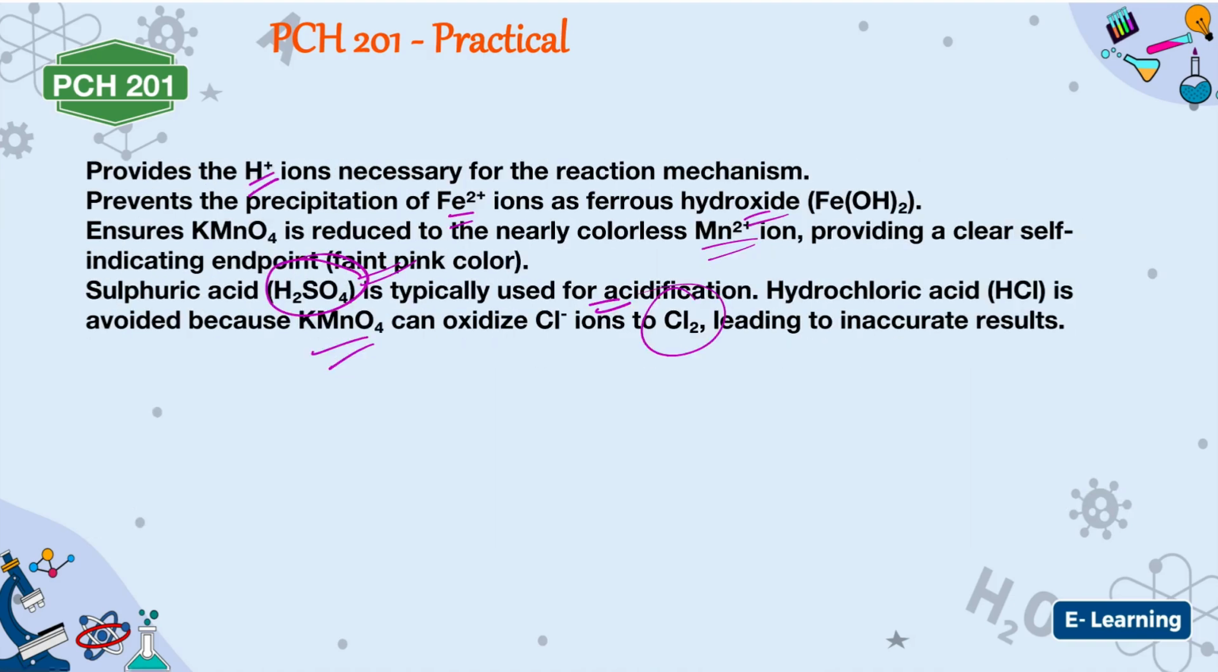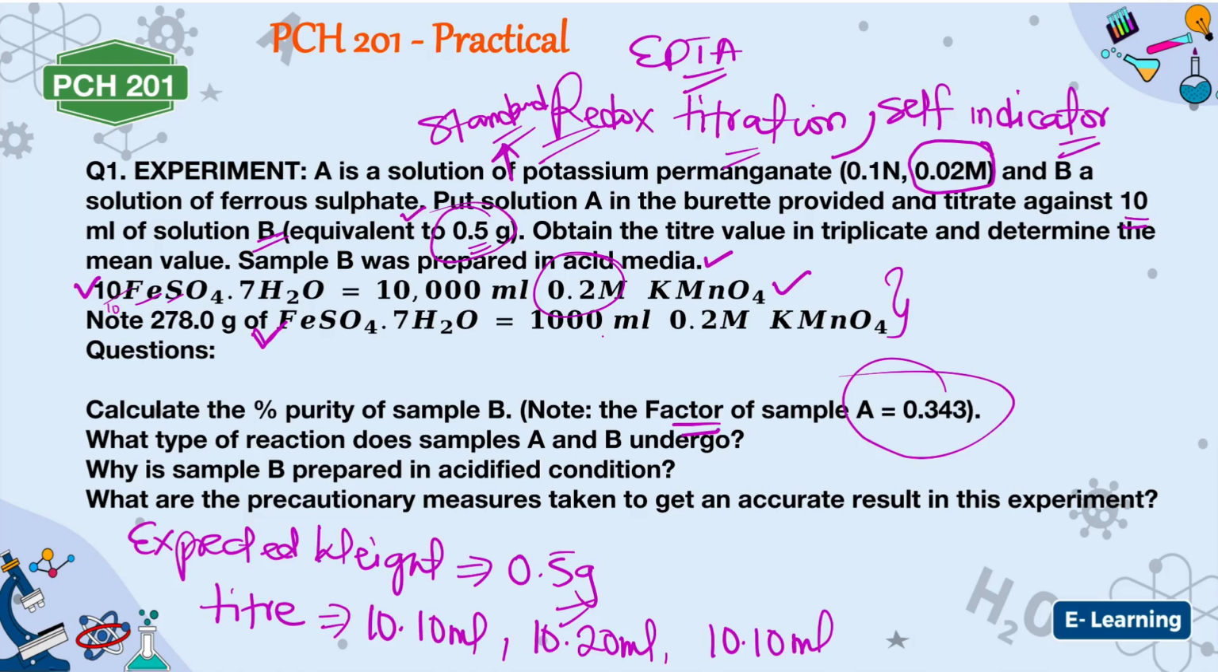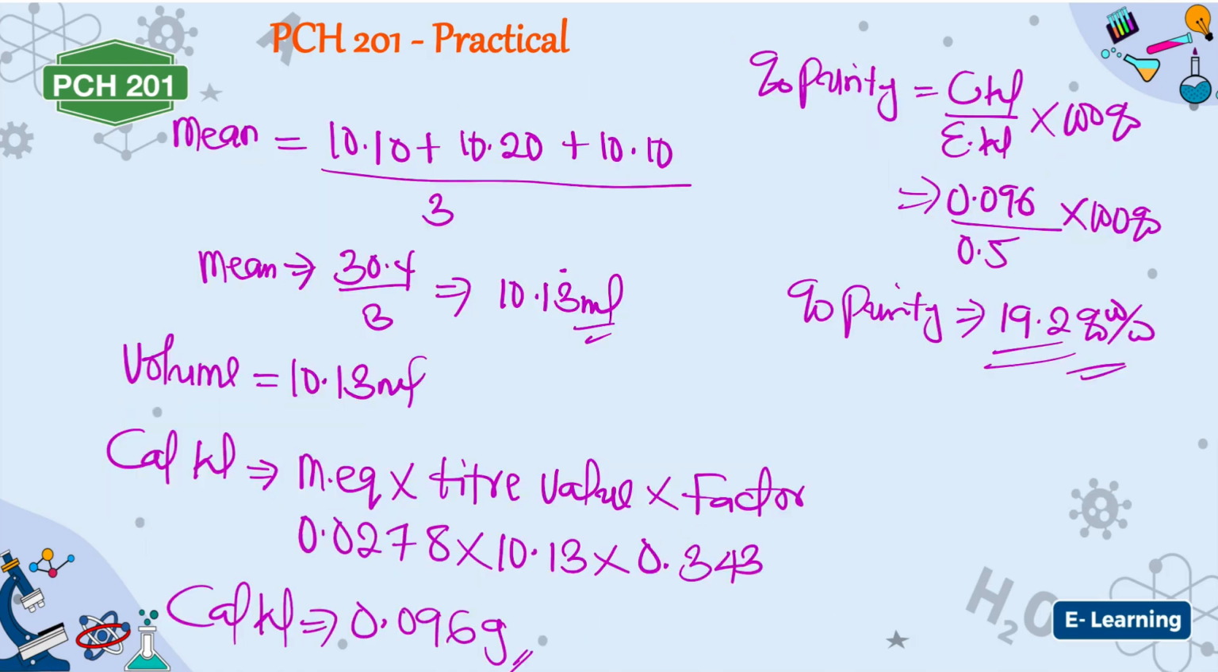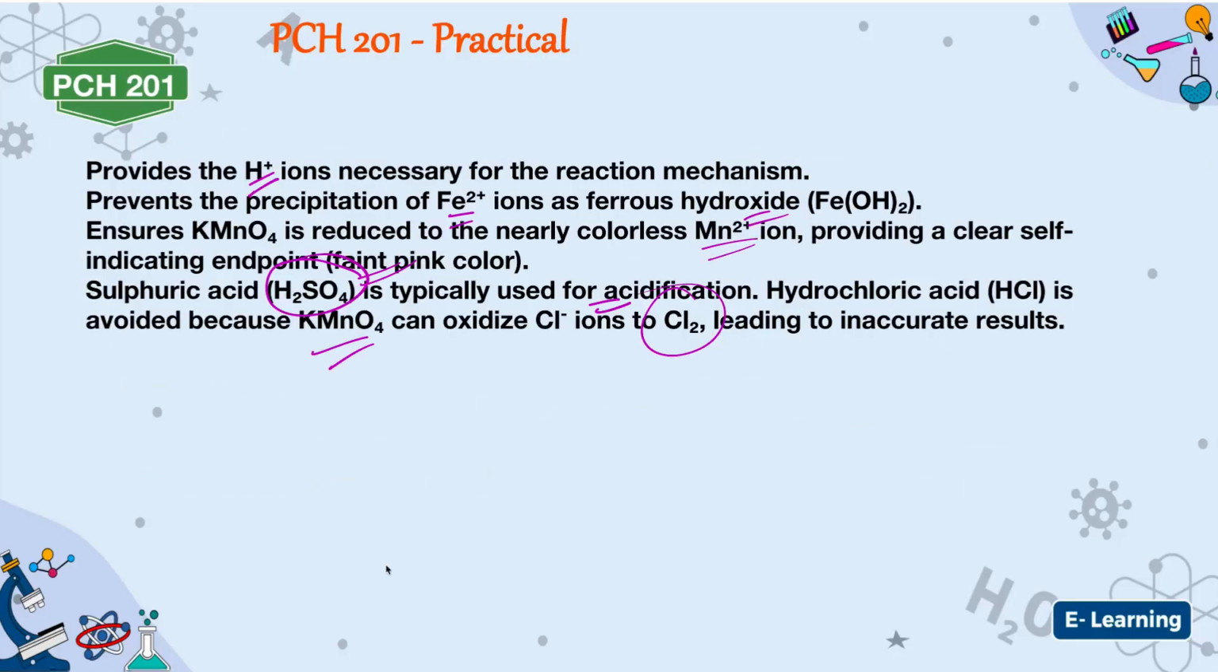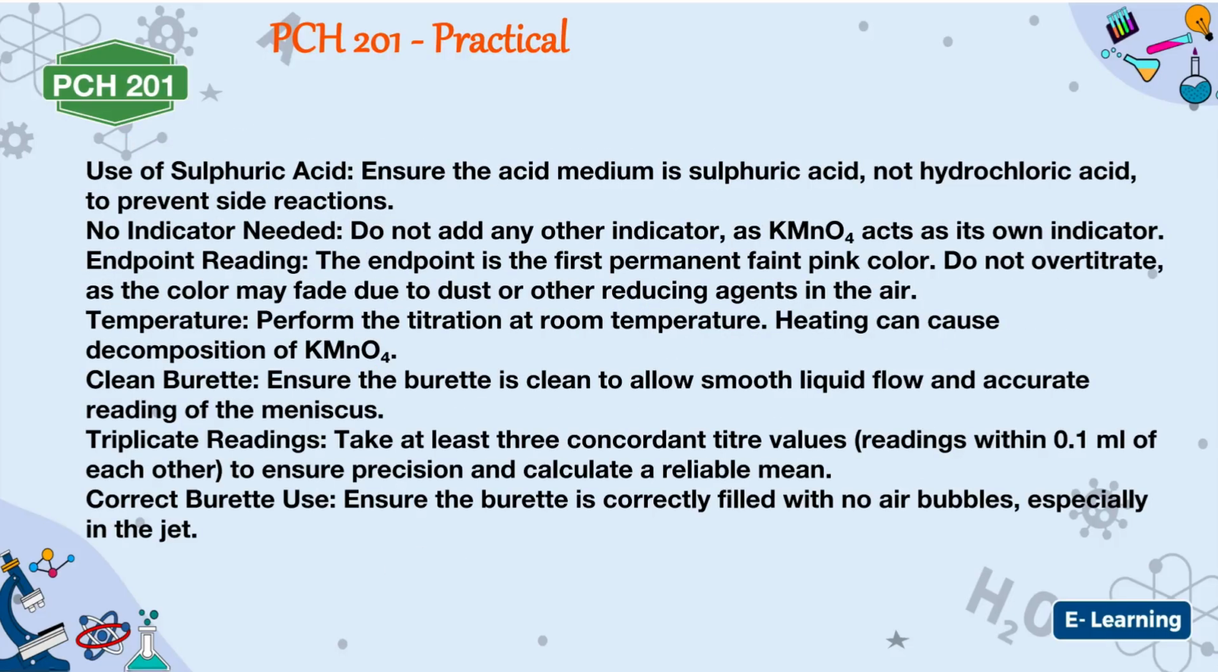The next question is the precaution. Which precautions do you take? What are the precautions necessary to get accurate result in this experiment? It's very simple. All the precautions you take, you should write them out. For the sulfuric acid, you should use a fume cupboard, so that you will not inhale it and become irritated. Ensure the acidic medium is sulfuric acid, not hydrochloric acid. We've said that is to prevent oxidation of chloride ion to what? Chlorine molecule.